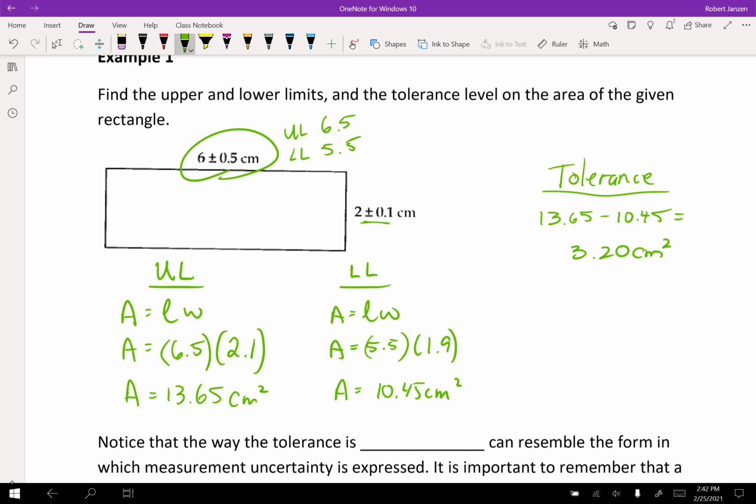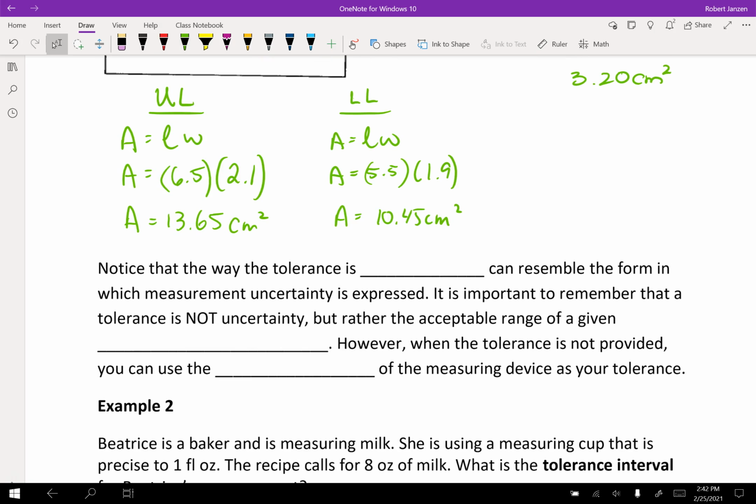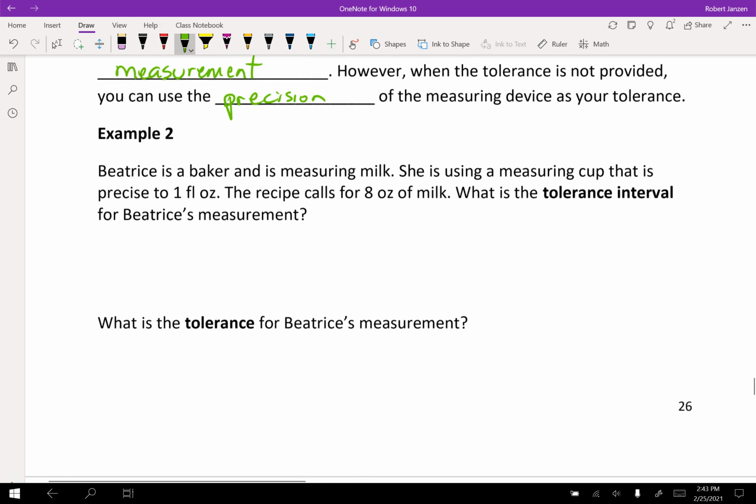All right, notice that the way tolerance is written, it kind of looks like uncertainty. It's important to remember that the tolerance is not uncertainty, but rather the acceptable range of a given measurement. I know they look the same, but they're not the same. However, when the tolerance is not provided, so sometimes the tolerance isn't given, then you will use the precision of the measuring device as your tolerance. So let's do an example of that.